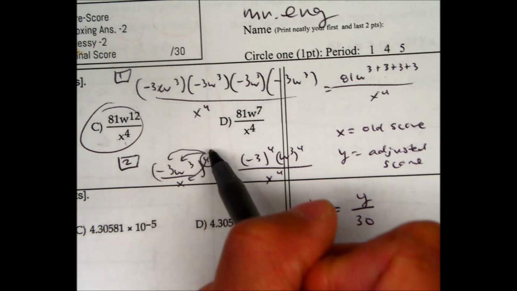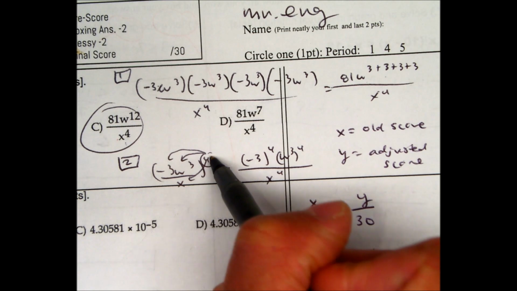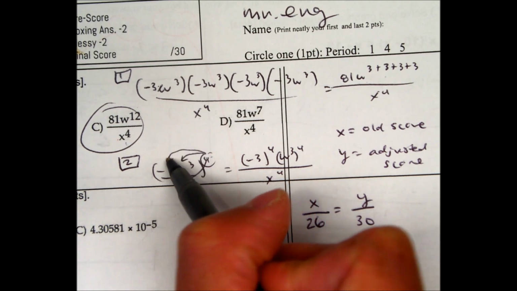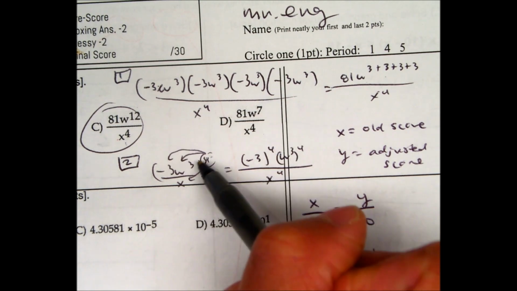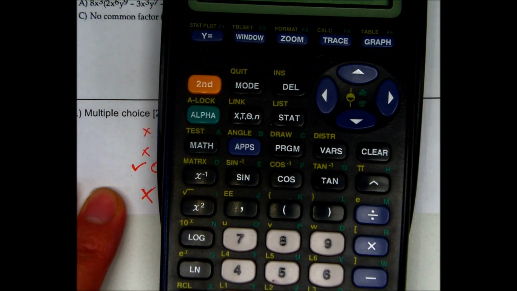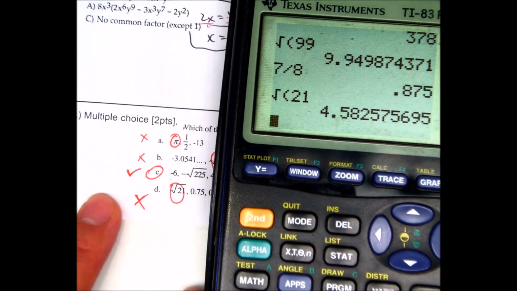Another way you could have done the problem is, notice in exponents there's no addition or subtractions. You can distribute the 4 to each of the other exponents. So this would be negative 3 to the fourth power. 4 times 3 is 12. W to the third, so these are all rational. Square root of 21. There's a decimal that keeps going on forever. So the correct answer is C.